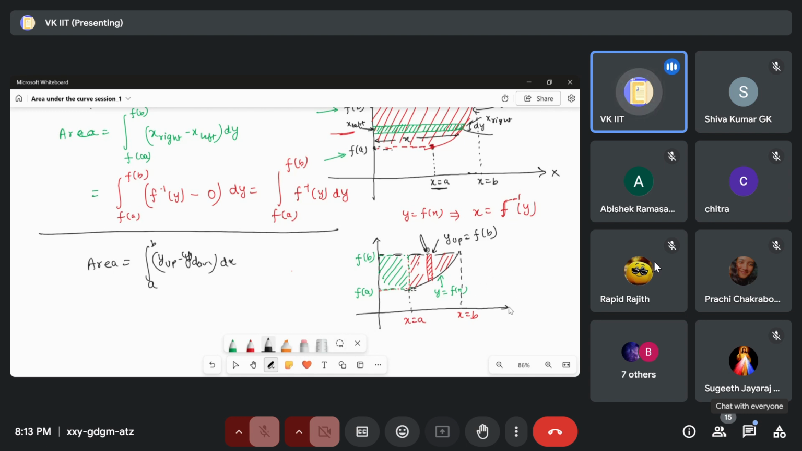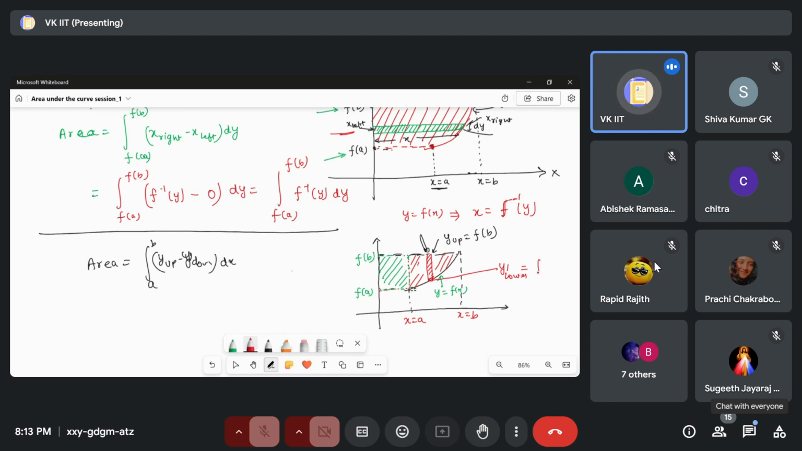Sir, we'll have classes daily. It's y lower will not be 0. Yes, exactly. That's why I'm taking this example also, because mostly students will say to directly put y lower as 0. In this case, the y lower will not be 0.